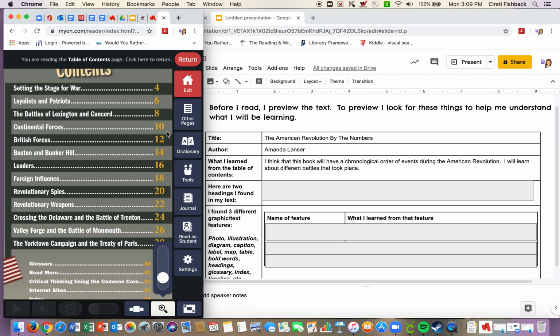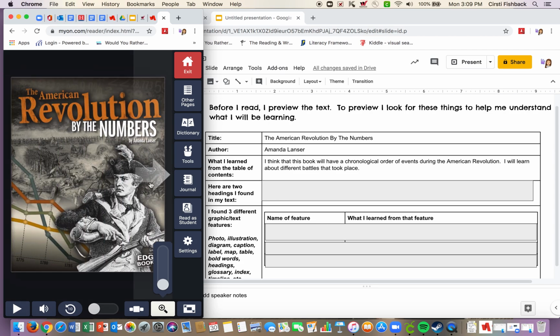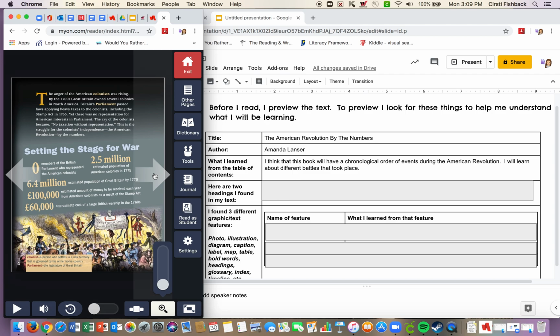To get back into the text after we're done previewing the table of contents, you just come up here and click Return. That brings you right back to your main book and all the main pages. The next thing on our table is two headings I found in my text. Basically, we just want you flipping through the pages of the book, taking a look at the headings, and getting an idea of what you're going to be learning about.